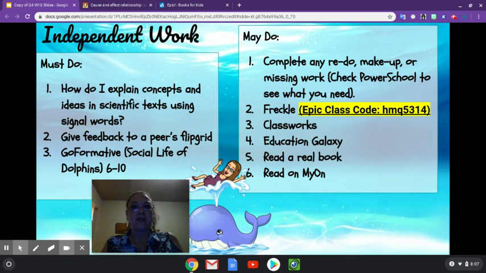Now, your may-dos are, you may, if you have not already finished, make up all of your work. We do have that Freckle code, Freckle, plus I put the Epic code for the story today right there for the classroom code. You also have your Classworks, Education Galaxy. You may read a real book or just read on Mayan. And that will conclude today's lesson. I'll see you in a bit.